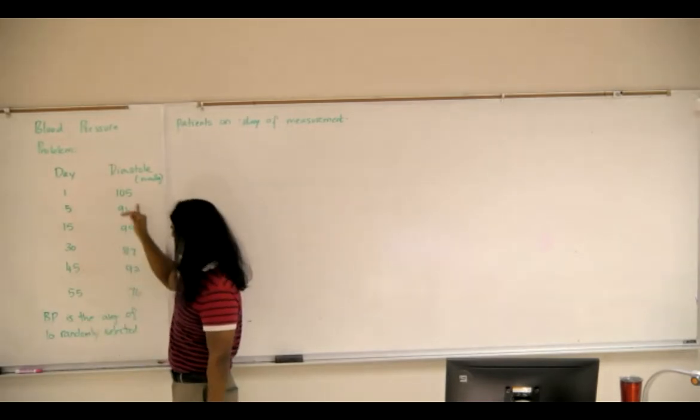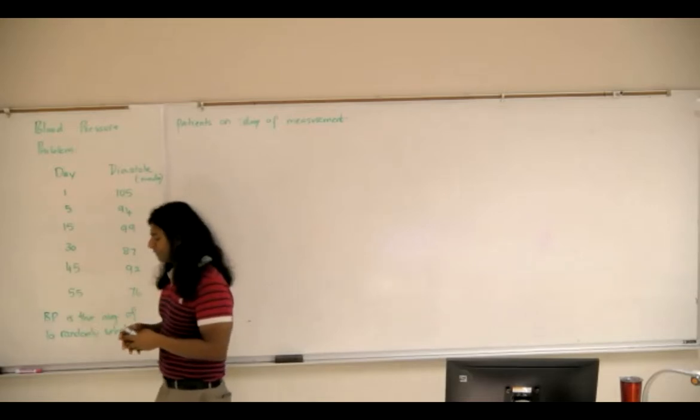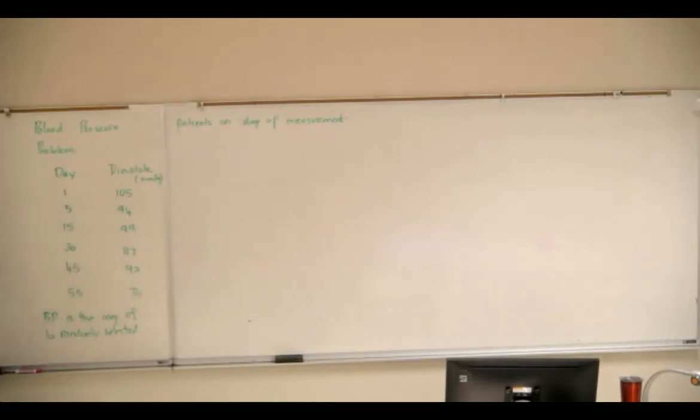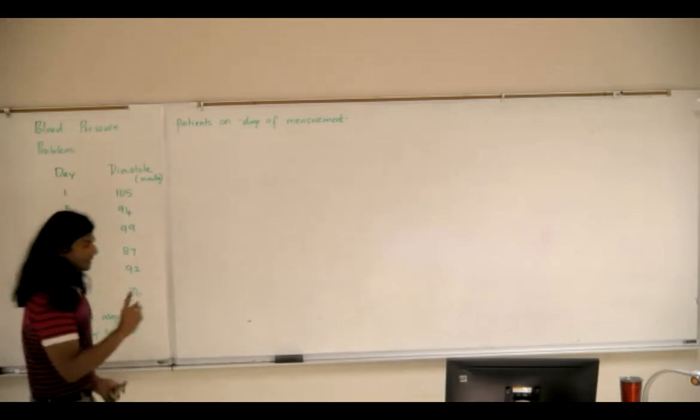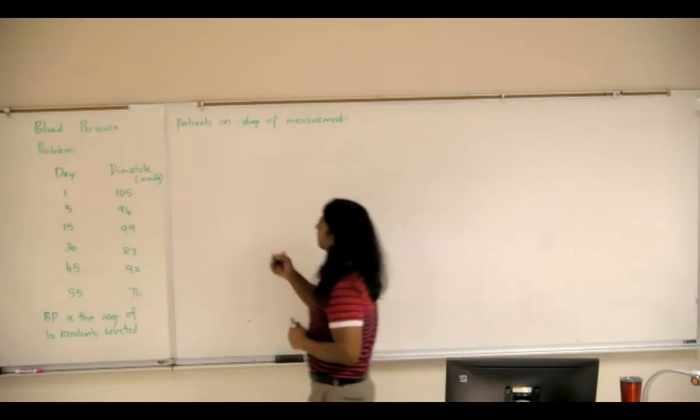Starting at day 1, we took the average of 10 randomly selected patients from some drug trial cohorts. These are the measurements starting at day 1 up to 55, random days and random people. And it seems like there is a decreasing trend. Last time we did Spearman correlation.